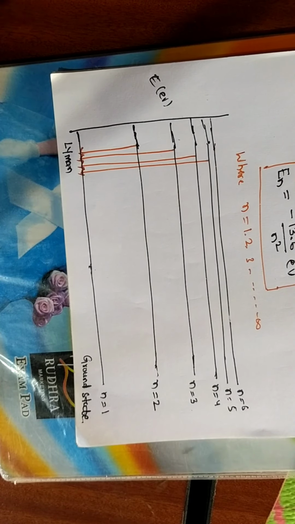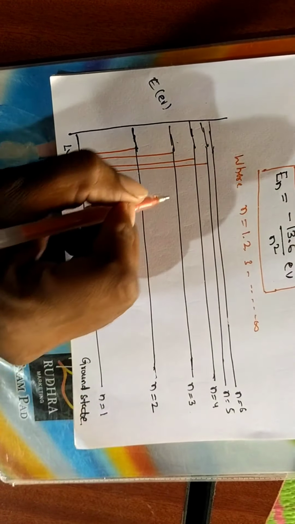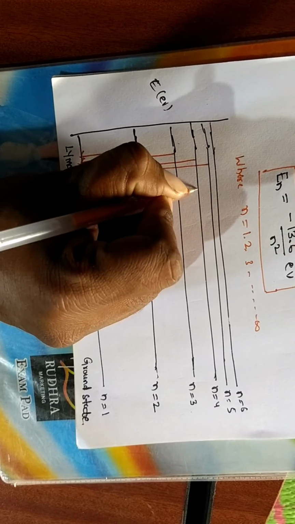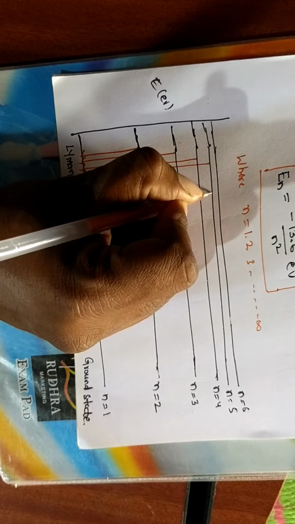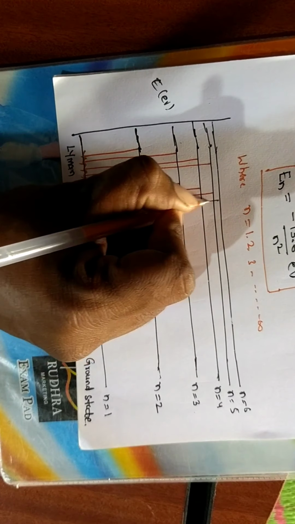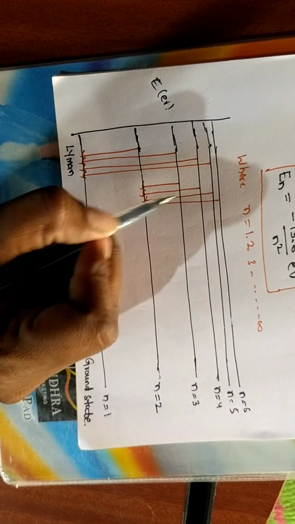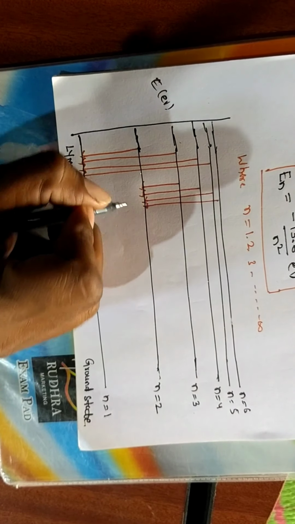Next one, electron transition occurs from a higher orbit to the second orbit: third to second, fourth to second, fifth to second, sixth to second. Electron transition occurs from a higher orbit to the second orbit. This one we call the Balmer series.